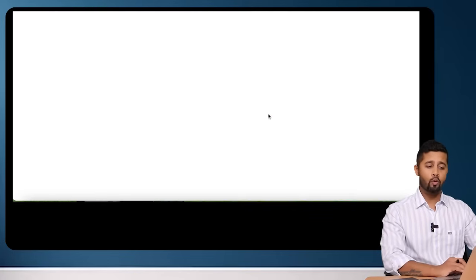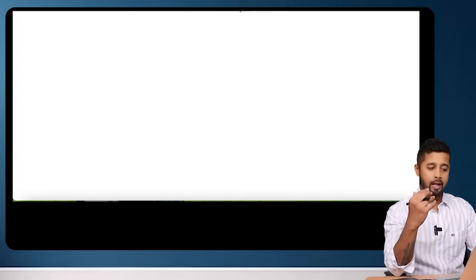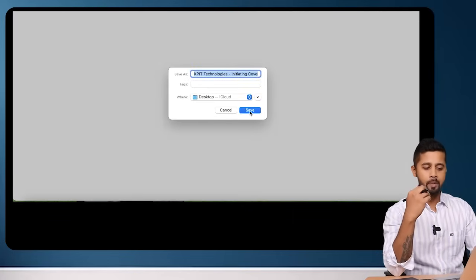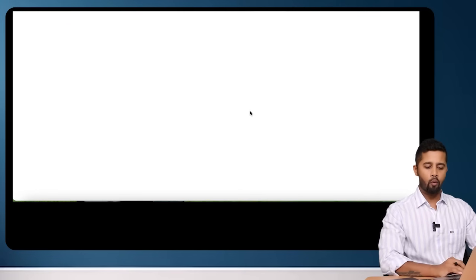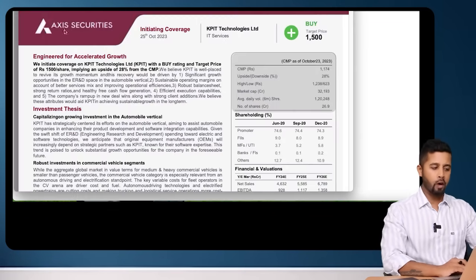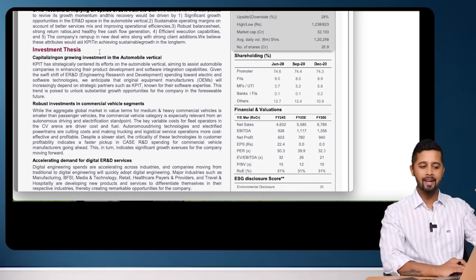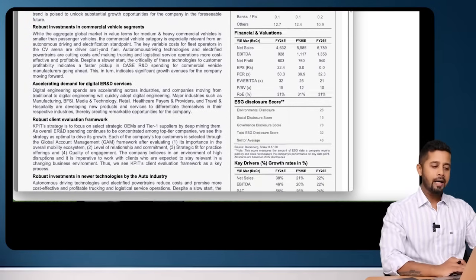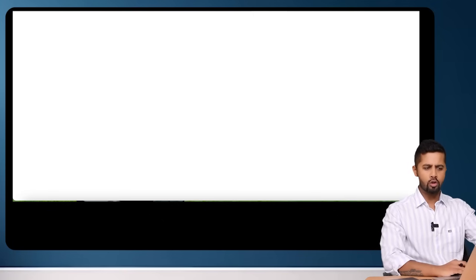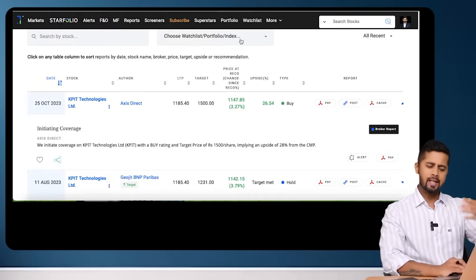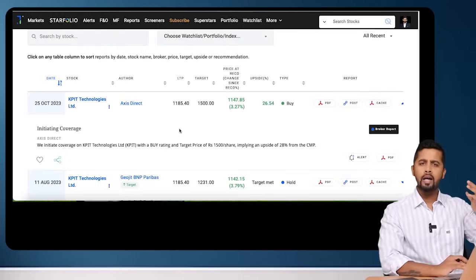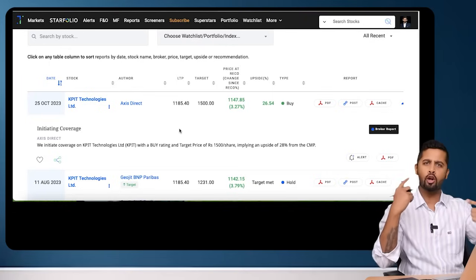Because let's say you want to invest in a company. Let me just open it and show you what kind of information you can find. So there you go. This is a report from Axis Securities. They will give their investment thesis, why they think it's an opportunity, and of course you will get negative views also, the key risk factors. So these kinds of brokerage house reports also give you a good idea in terms of building your thought process.